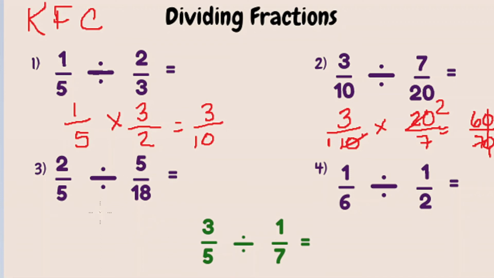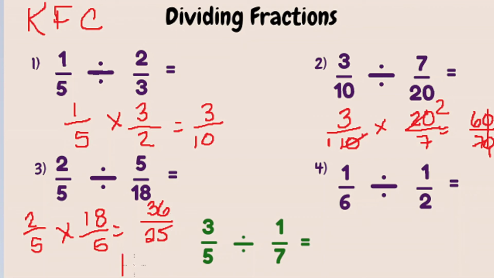All right, example 3. 2/5 divided by 5/18. We're going to keep our first fraction. We're going to flip our second fraction, and we're going to change it to multiply. We end up getting 36 over 25, which we can change into a mixed number if we wanted to, and it's 1 and 11/25ths.